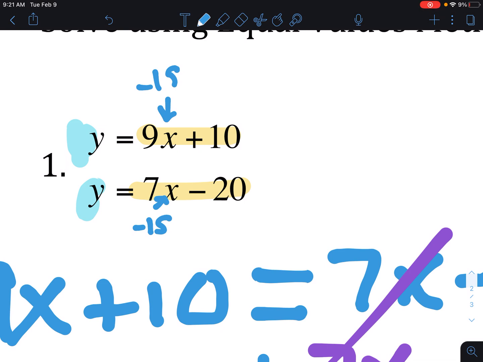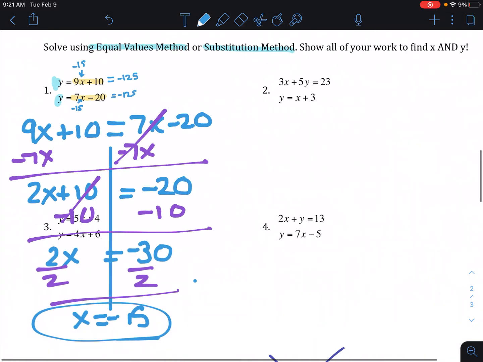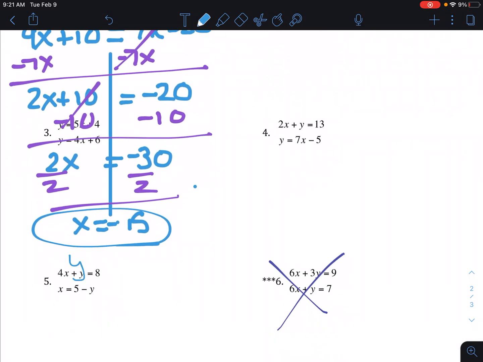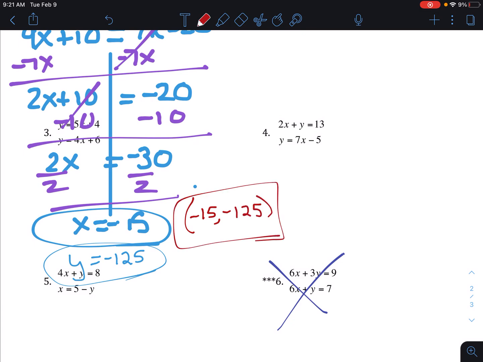So I've got my handy calculator with me right now. I'm going to do 9 times negative 15, add 10, and up here I get negative 125 for y. And then in the second equation, I'm going to do 7 times negative 15, subtract 20, and guess what? I also get negative 125. So I'm pretty confident that is my right answer for y. So x is negative 15, and y is negative 125. As an ordered pair, the answer would be negative 15, the x first, and then negative 125. That would be my final answer.